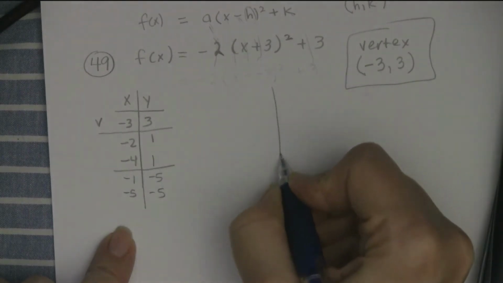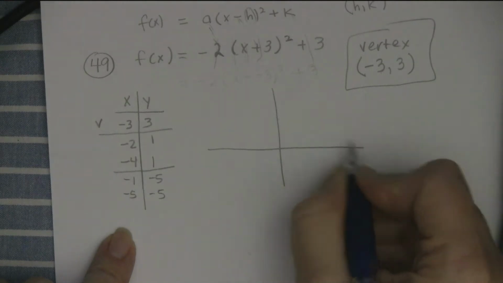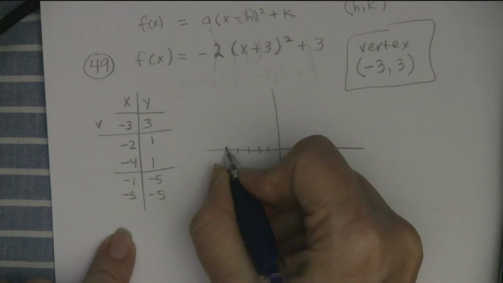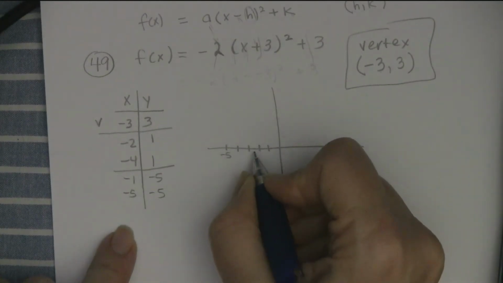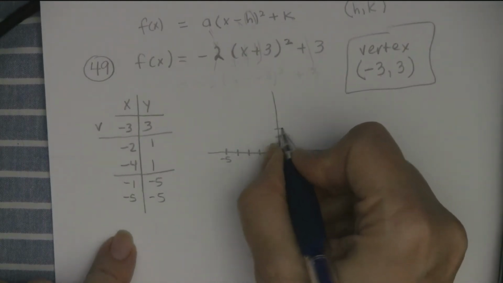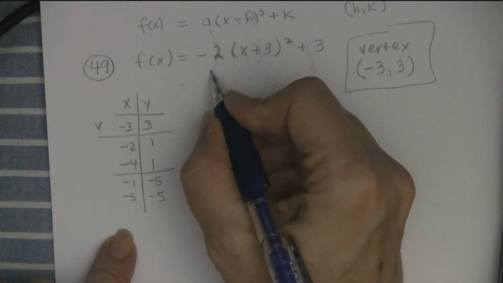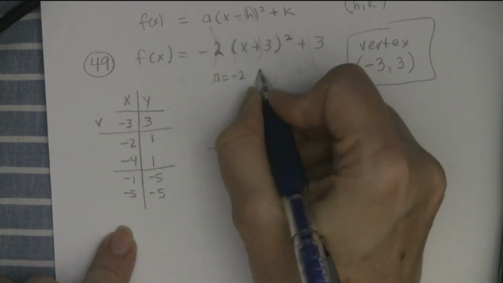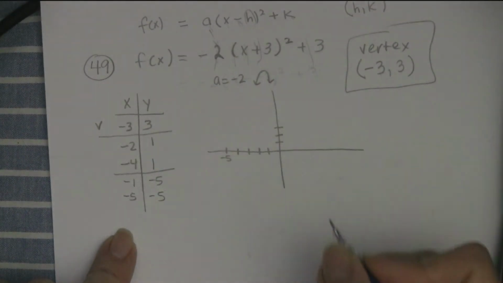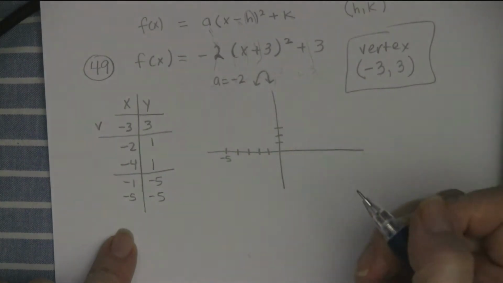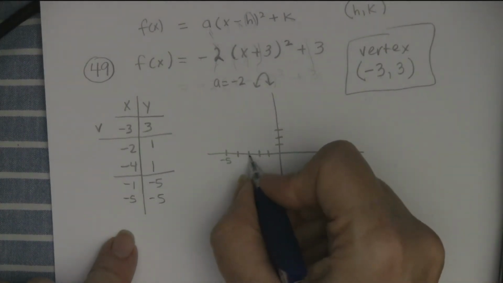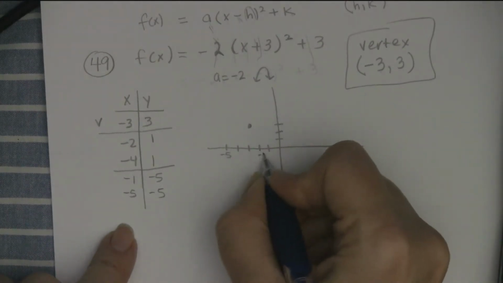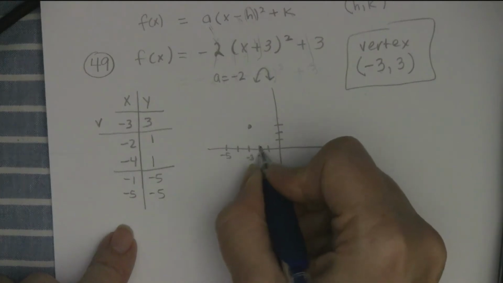And so here's -1, -2, -3, -4, -5, and 1, 2, 3. I expect that my parabola, because the a is negative, a equals -2, looks like this, facing downward, opening downward. Okay, so I'm going to plot these points, -3, 3, and then here's -2. That's 1 this side of the vertex, 1.